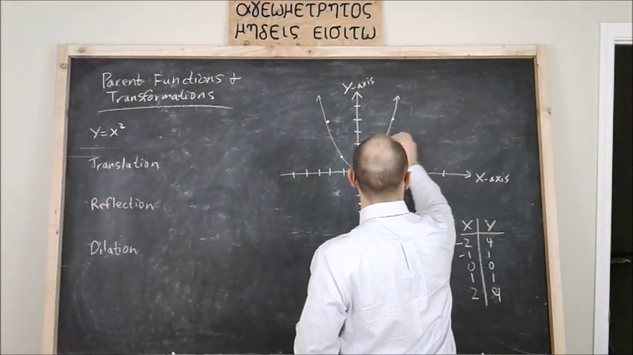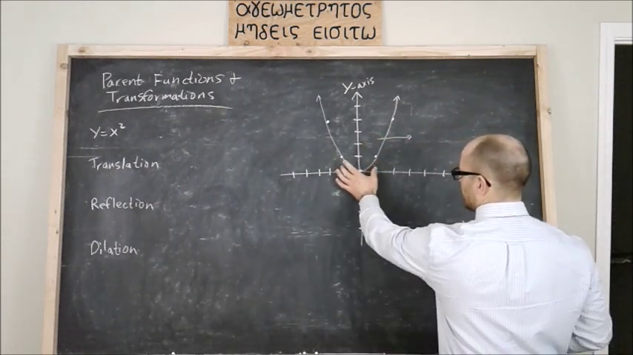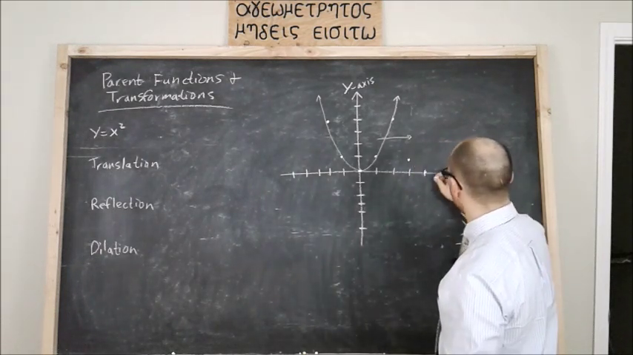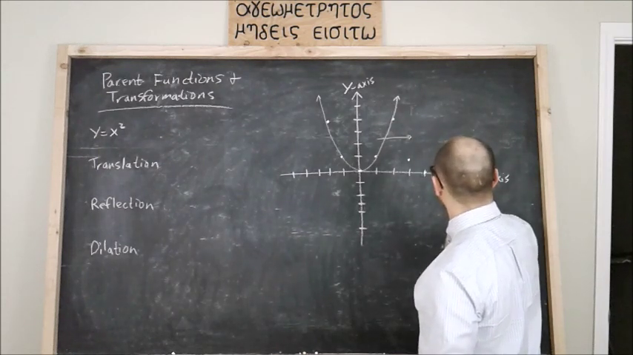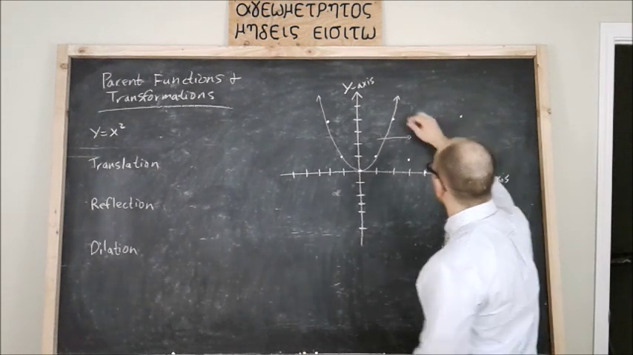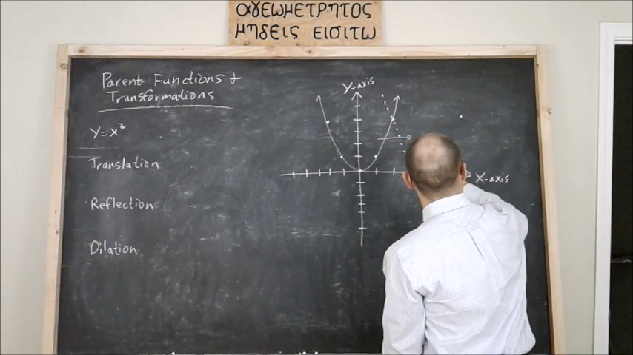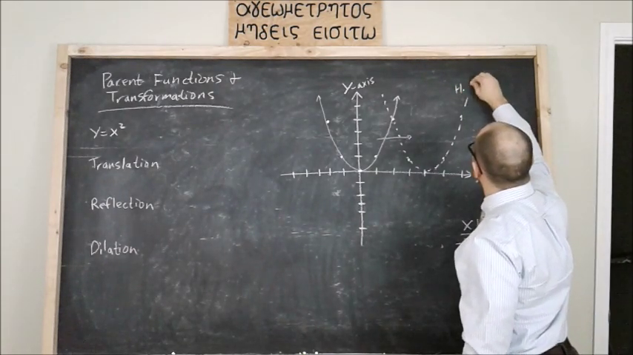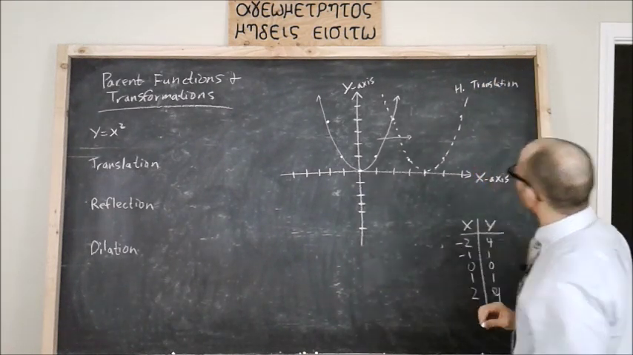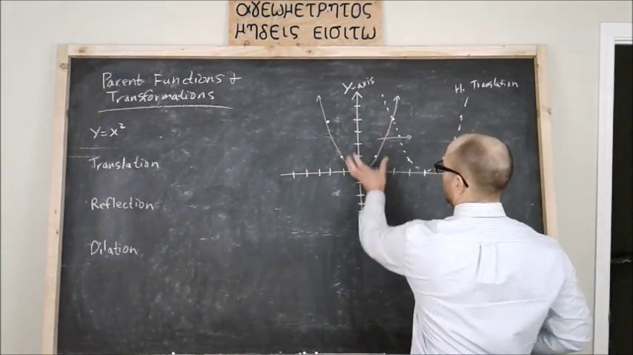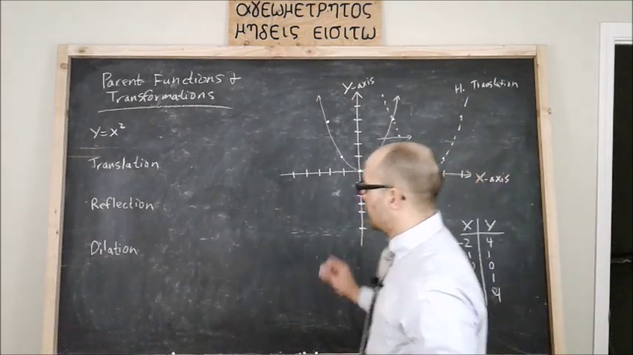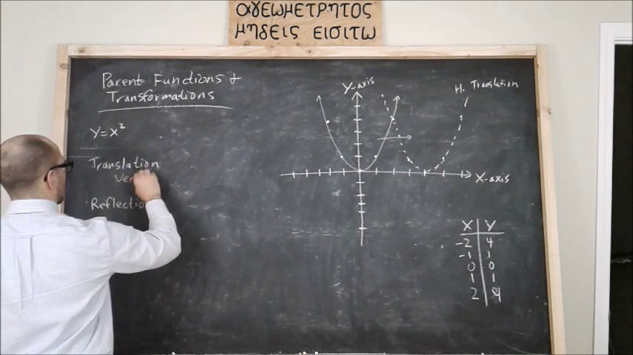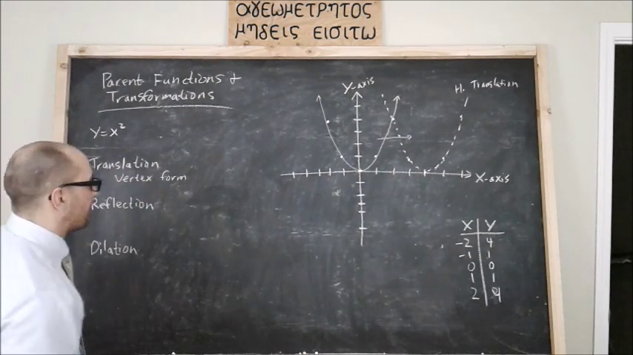Horizontally, if I move here. Now, this is the parent function, so if I were to move over 1, 2, 3, 4, I'd still go left 1, up 1, left 2, up 4, right 1, up 1, right 2, up 4. I'll draw that in a perforated line to show a horizontal translation. Likewise, we can have a vertical translation that would be up and down. We'll get more to translation when we talk about vertex form. That's our trick to graphing translations.